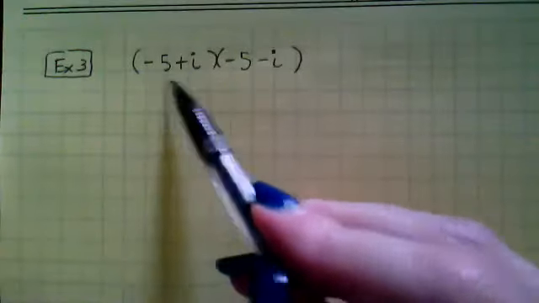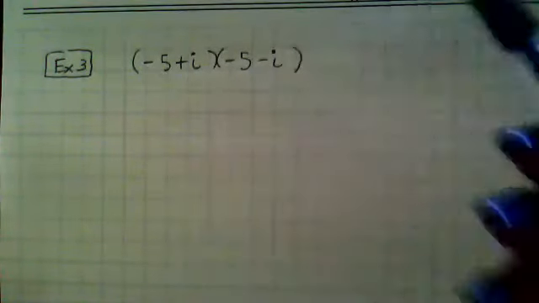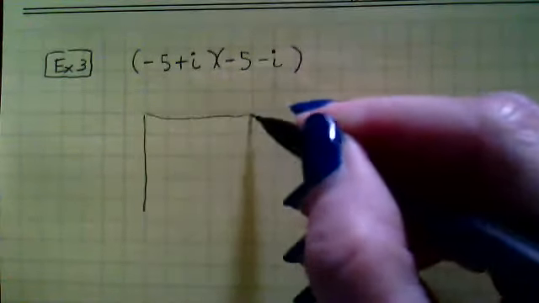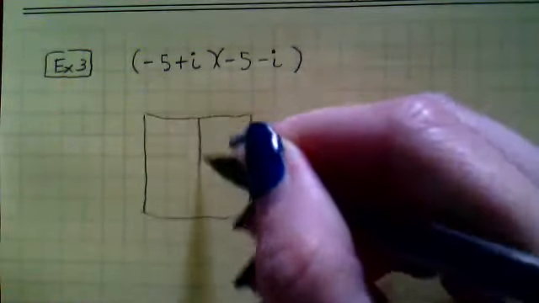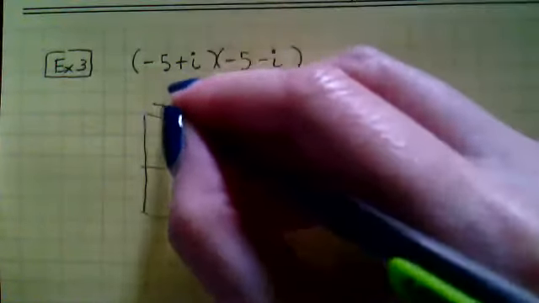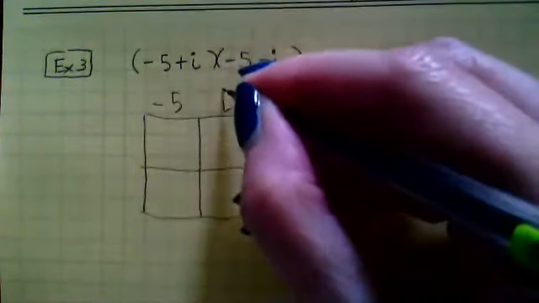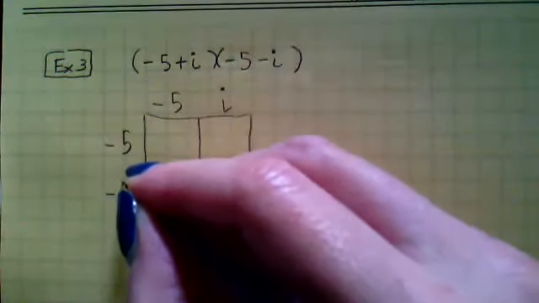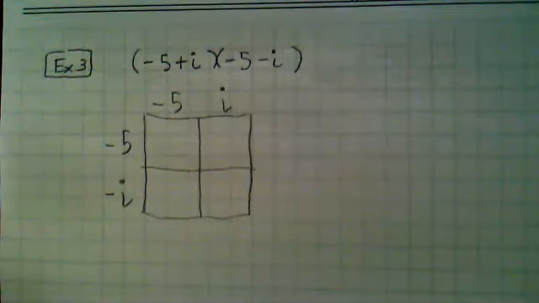So it says negative 5 plus i times negative 5 minus i. So if we do the box method here, we can draw our box. I'm going to put negative 5, positive i on the top, and then negative 5 and negative i on the bottom. Just make sure when we're doing all of these, whether you're using the box or double distribution, that you really pay attention to your signs.